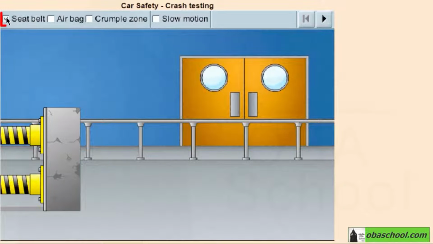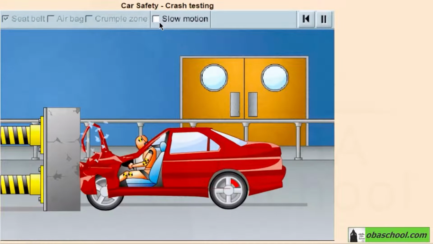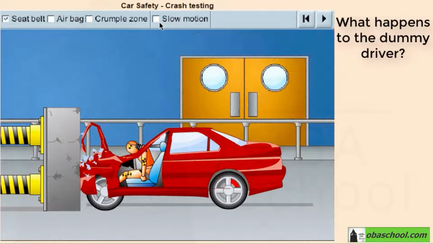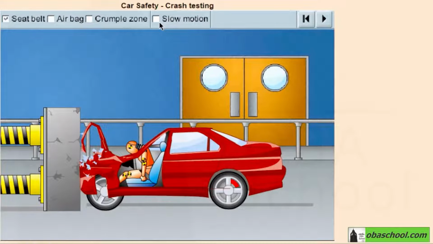Now we're going to select seatbelt to see what difference wearing a seatbelt makes. Now let's run the test. What happens to the dummy driver? Yes, its head crashes the windscreen, but the seatbelt kept its body in the car.